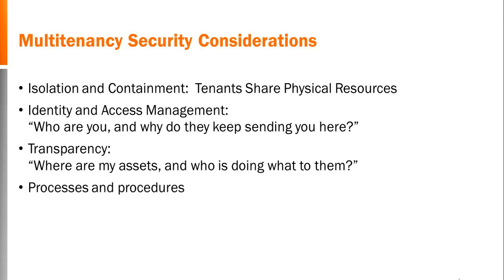The first is isolation and containment, where tenants are sharing physical resources. You need to be able to isolate them appropriately. You can't run Coke and Pepsi's infrastructure all on the same cloud unless you really have them isolated. Second is identity and access management control, which asks the hoary-eyed question, who are you and why do they keep sending you here? Third is the issue of transparency: where are my assets and what are you doing to them?